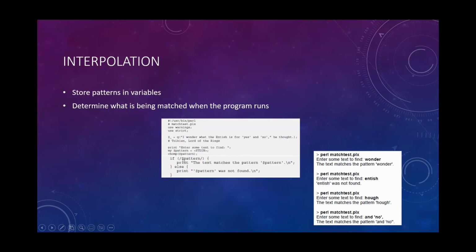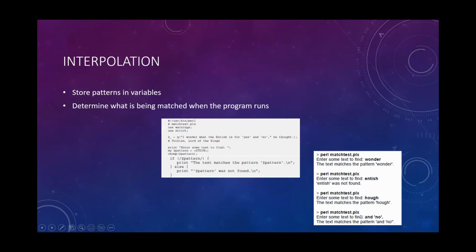So we're going to say, is the word wonder in that pattern? So yes, it is. Here we're going to put E-N-T-I-S-H. It is saying it was not found because it is a capital E. Here we have H-O-U-G-H, and it does capture it because H-O-U-G-H is over here at the end. So it is finding a word within other characters.